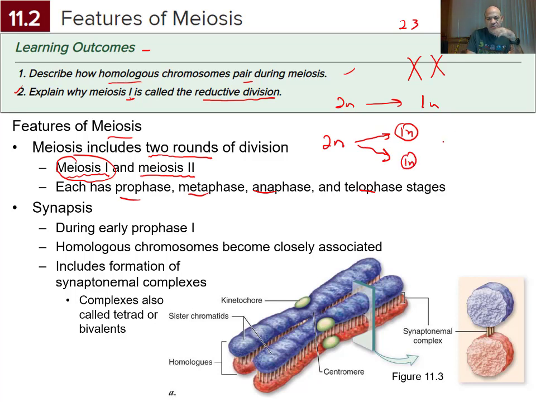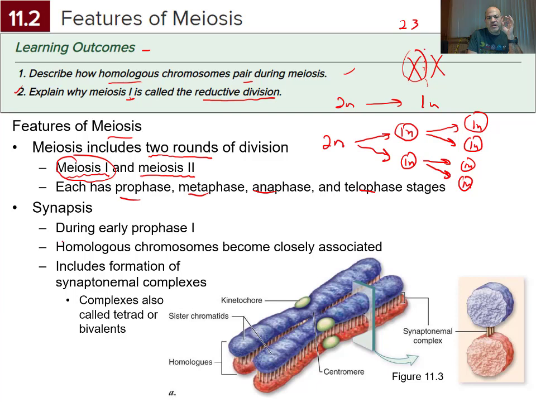And this is where we separate the pairs. So we're going to separate the homologs, but each homolog still has sister chromatids. The next division is going to be more like mitosis, where we separate not the homologs, but the sister chromatids. And you're still going to be 1N. But you're going to end up with 4 cells here that become your gametes.